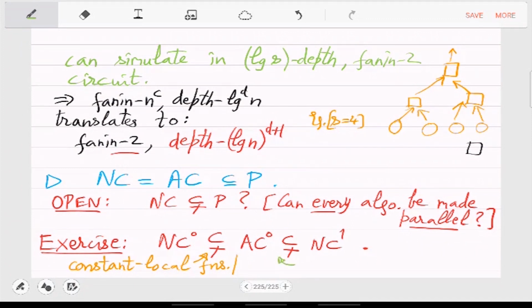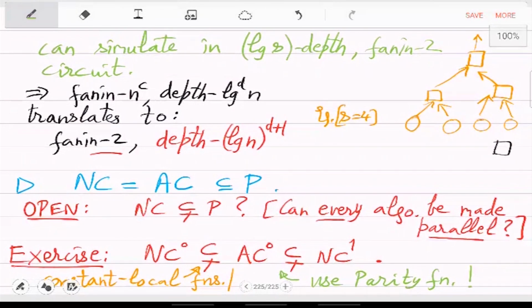Because the fan-in is constant, depth is constant. While this is more complicated, so here you use parity. Okay, so parity function you can compute in NC1 again by this doubling, recursive procedure. You do it 2 at a time. So you can compute parity in log n depth, constant fan-in 2, but you cannot compute it in AC0. Okay, so this is a very interesting result and not easy. You can try your hands at this. We do such things in advanced courses.